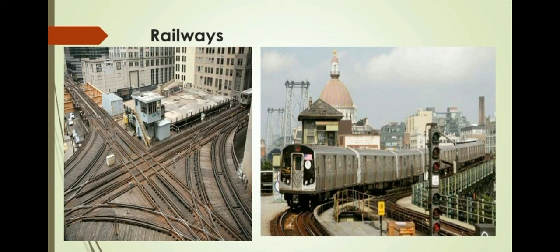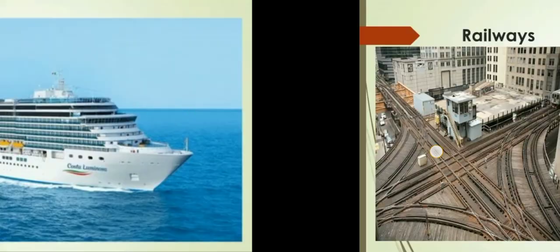Railway. North America is extensively served by an efficient network of railways. Transcontinental railways and trans-Canadian railways link the east and west coasts of Canada and the United States. Chicago has the biggest railway junction in the world. The New York Railway Junction is one of the busiest railway stations in the world.